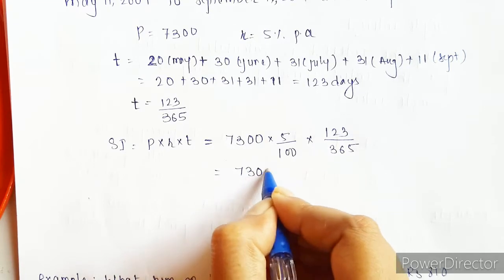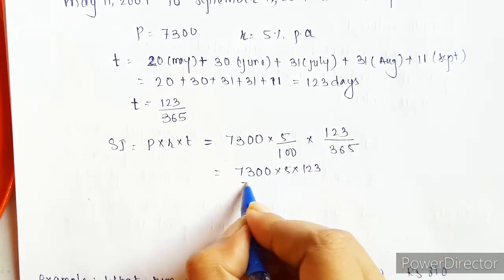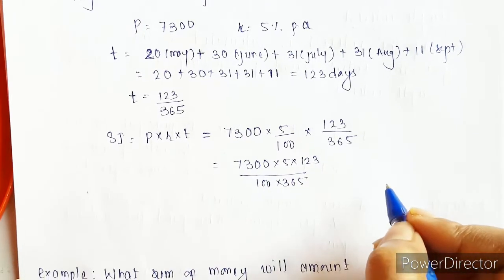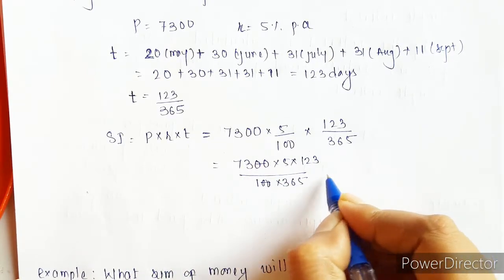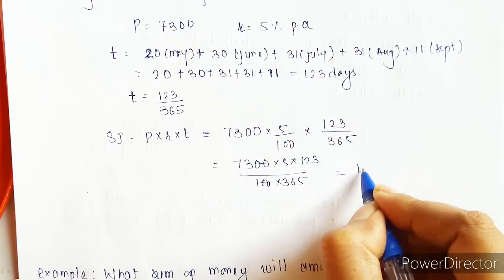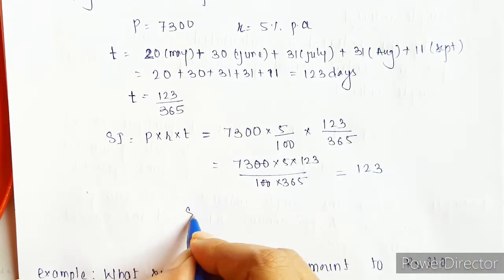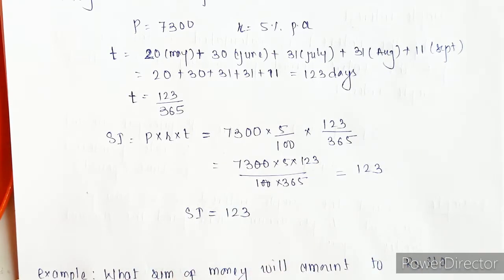So let's multiply this 5 into 123, and this will be 100 into 365. Now we can cancel this and multiply. So after multiplying, what we'll get is 123. So simple interest for these 123 days is nothing but 123 rupees.